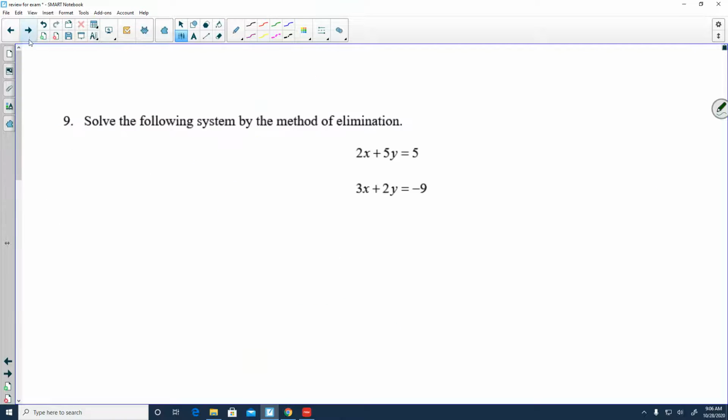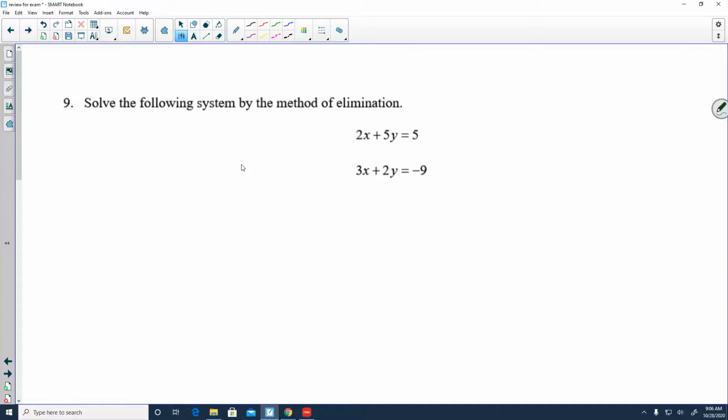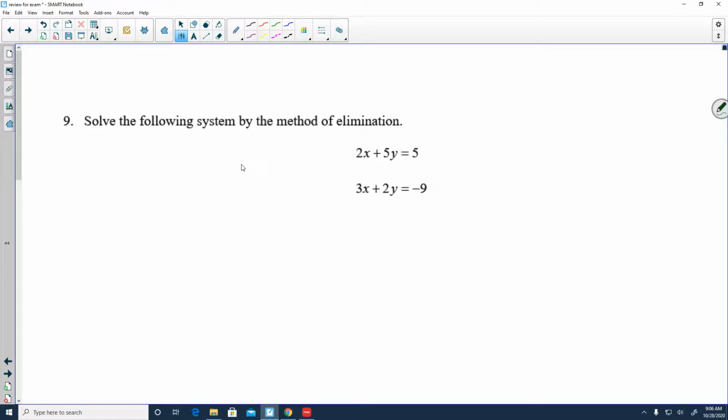All right. Number 9. Solve the following system by method of elimination. So we have 2x plus 5y equals 5, and 3x plus 2y equals negative 9. If I was to add these together, remember elimination, we always add the two equations together. Don't write this down, let's see what we would get: 5x plus 7y equals negative 4. That does not help us at all. We need to get it so that one of our variables is eliminated when we add them together.